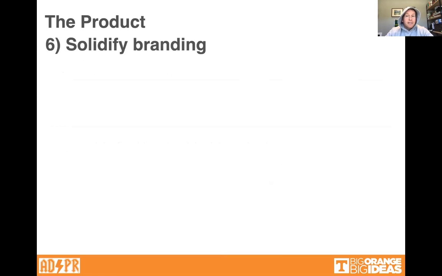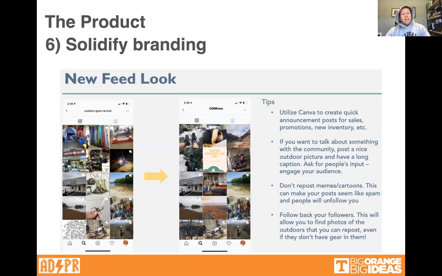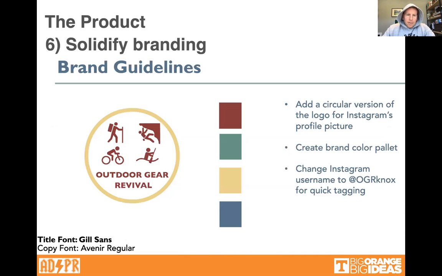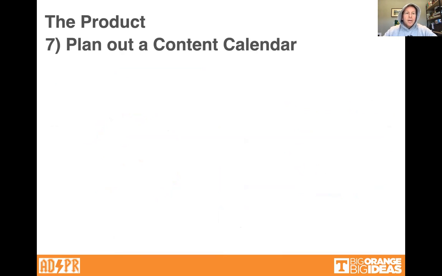Number 6, solidify branding if the brand has not already done that. For example, you could say, oh, your old feed looked like this, but we're going to make it look more like that. And recall branding guidelines. You could give feedback like this about the logo, color scheme. She even added fonts, usernames, all this kind of stuff to make the brand more consistent across all platforms.